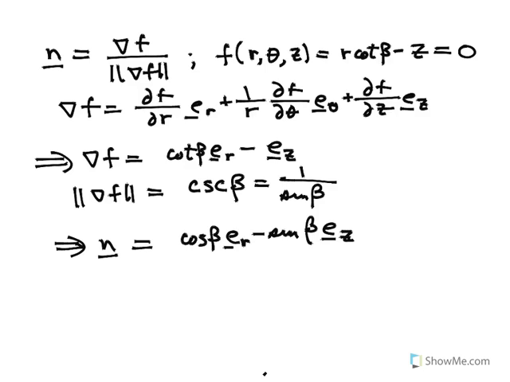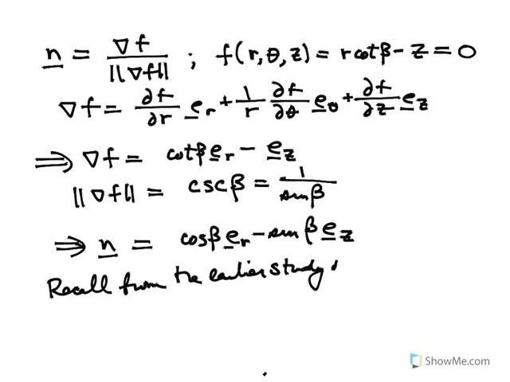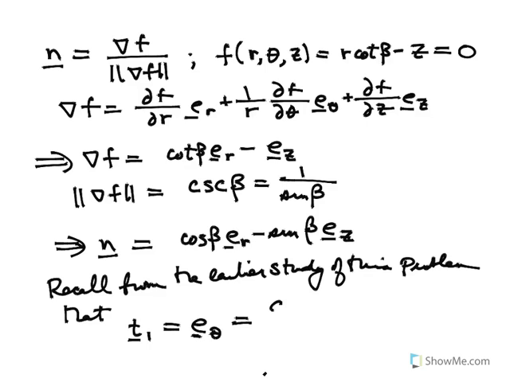And then, without going into all the details, recall from the earlier study of this problem that T1 was equal to E sub theta. And we got that because it was equal to the rate of change of n in S divided by its magnitude. That's because the rate of change of n in S is orthogonal to n.